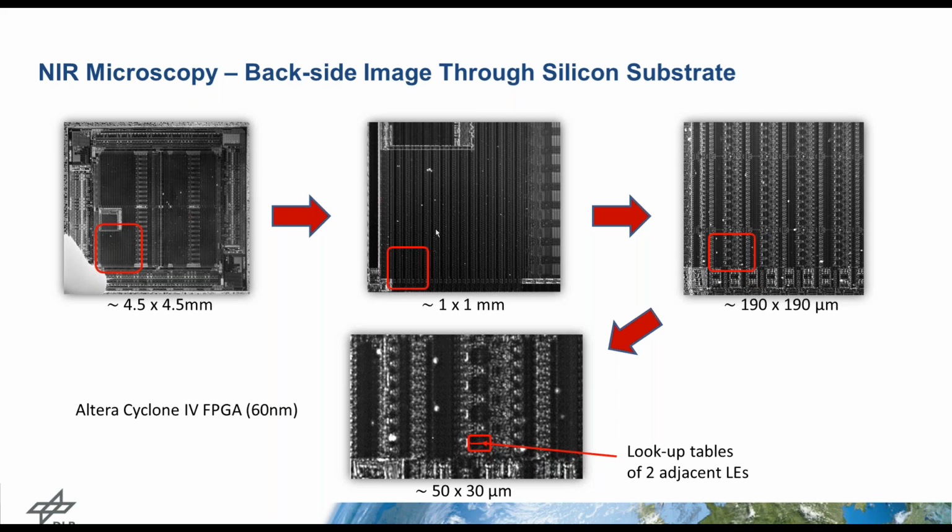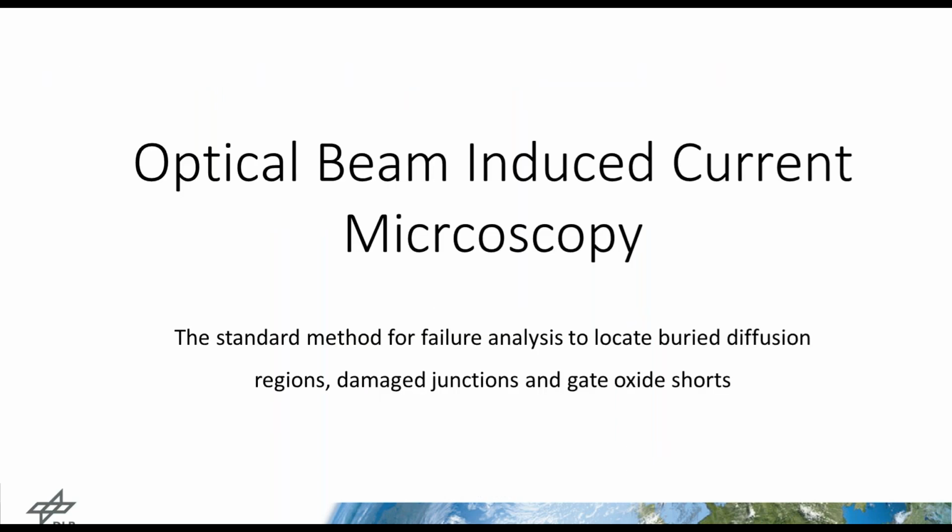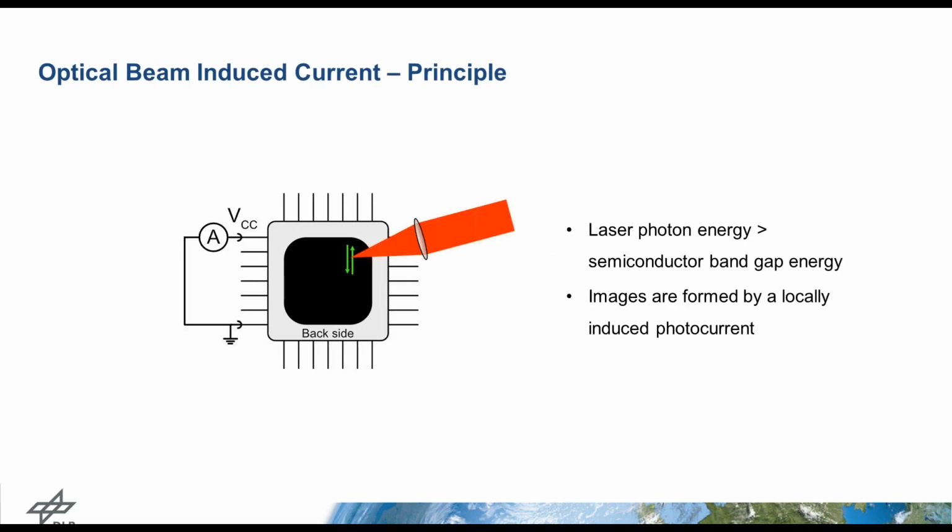More precise is if you use a method called OBIC. OBIC means optical beam induced current. It's a standard for failure analysis, but you can also use it to orientate yourself on an IC. OBIC is done by using a laser, scanning with the laser over your IC.